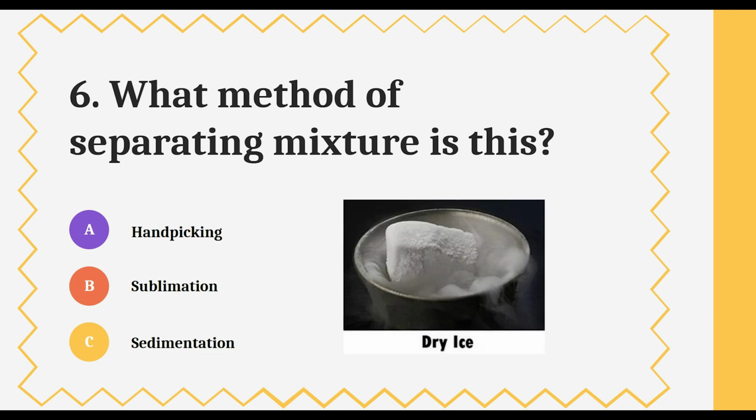Number 6. What method of separating mixture is this? A. Hand picking. B. Sublimation. C. Sedimentation. The answer is B. Sublimation.